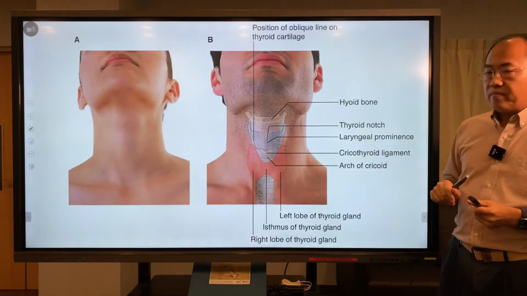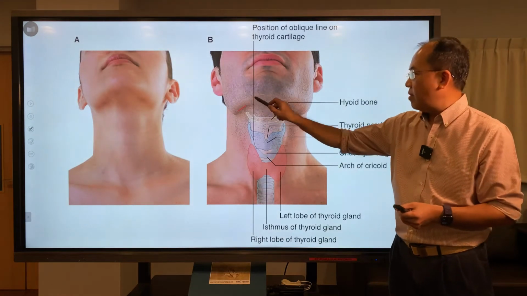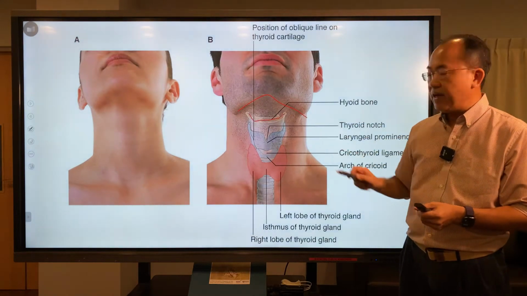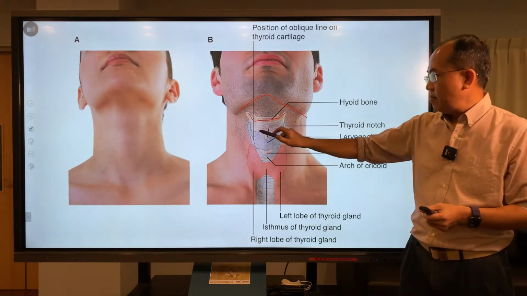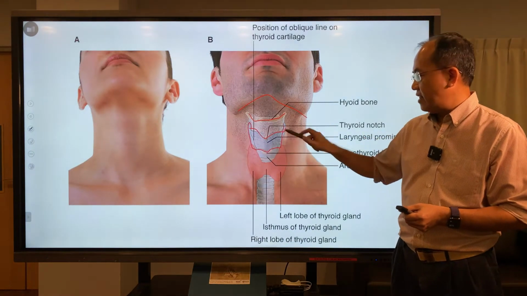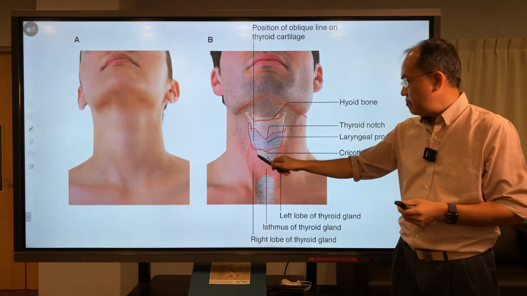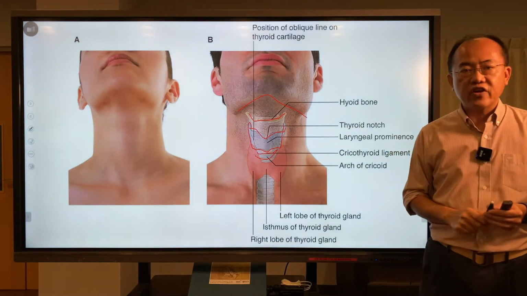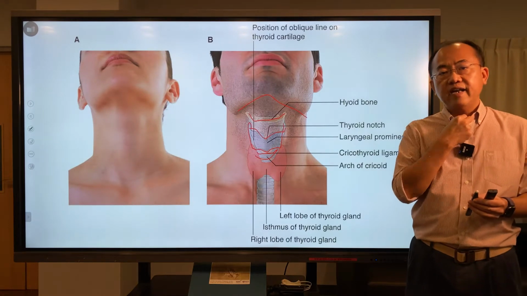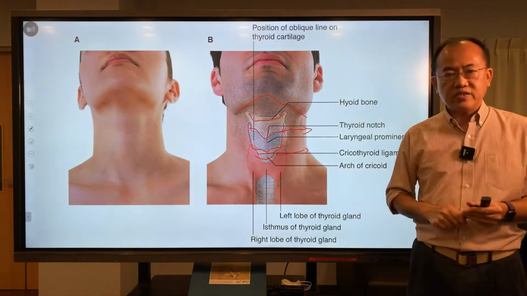Okay, this is looking from the front, right? So again, below the body of the mandible, that will be the hanging bone, the hyoid bone. Below that, that will be the thyroid cartilage, one of the very important cartilages for the larynx. And further below that, that will be the cricoid cartilage. And please take note of the corresponding vertebra between these two, right?